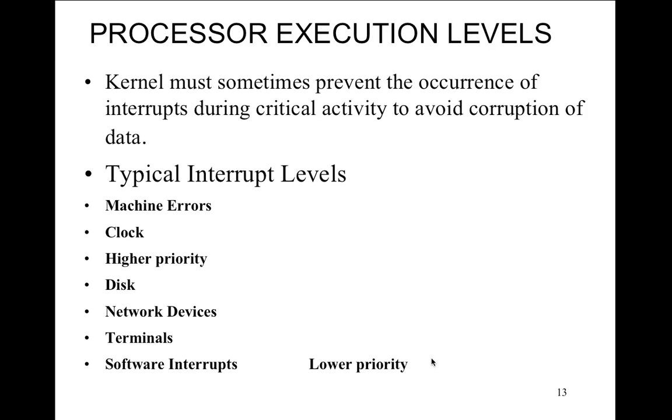So there's some typical interrupt levels. Machine errors, clocks, high priority disks, networking devices, terminals. So this is really the high level, and this is the low priority. Software interrupts, this is everything the user does, is very low priority for the kernel, which is kind of sad, because the kernel's there working for us, but everything we do and everything we ask it to do is last on its list of processing.